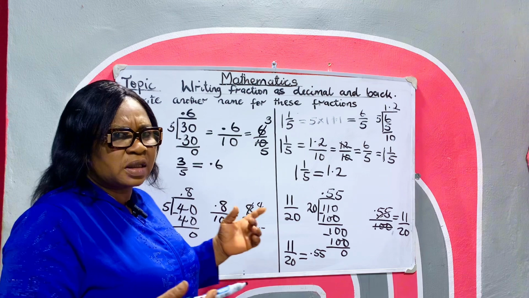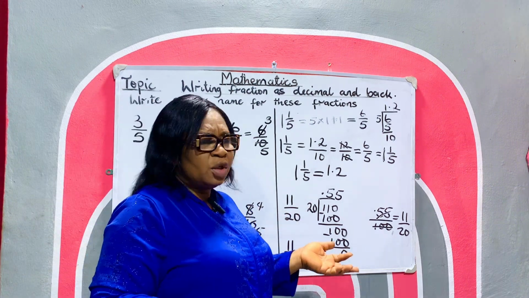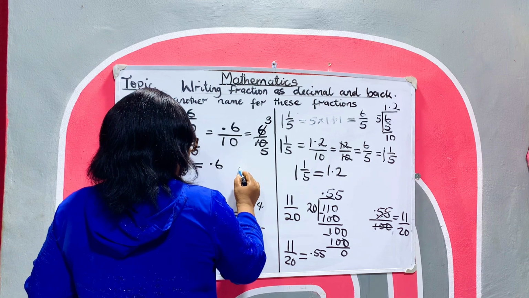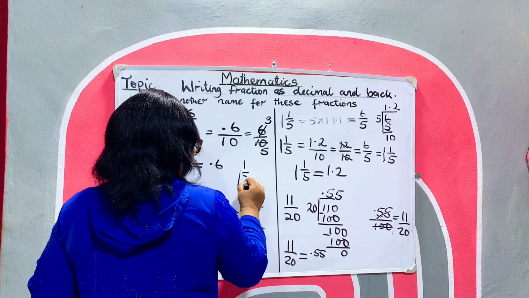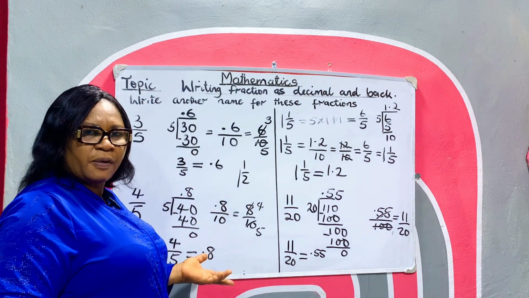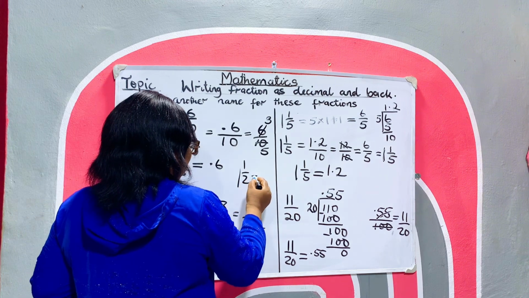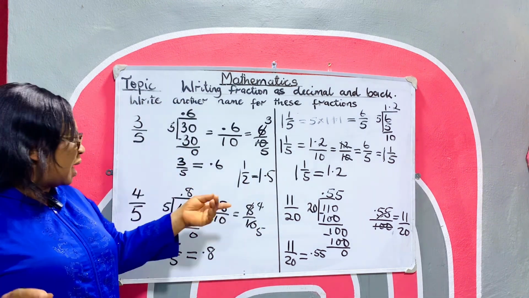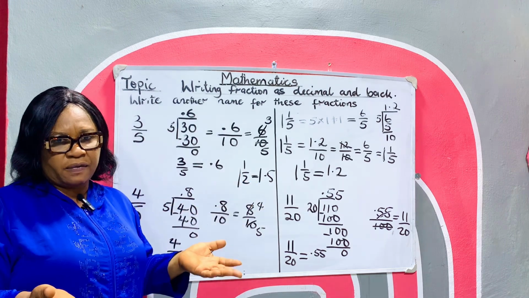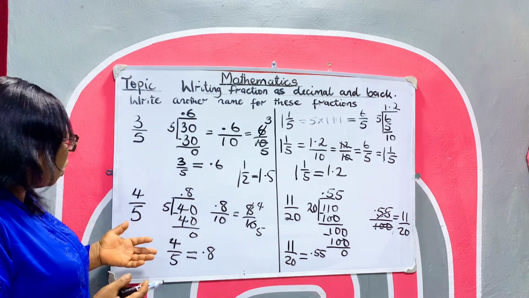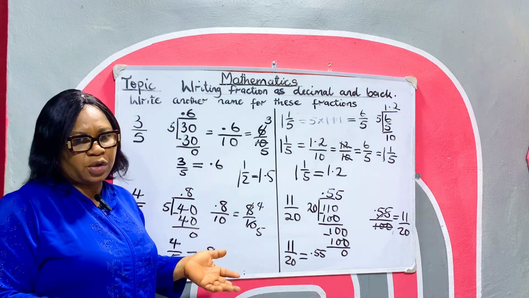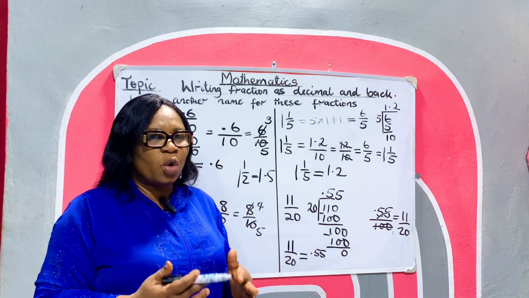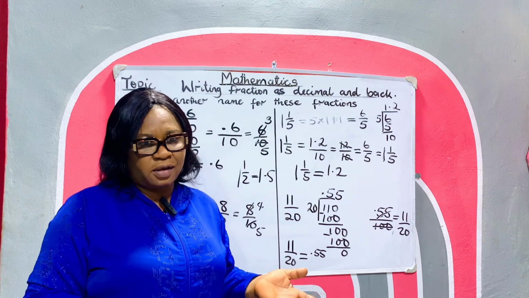Why I'm teaching you this is that sometimes in your mathematics solving, you will see 1 and 1/2 and 1.5. You automatically know that they are the same, that 1.5 is 1 and 1/2. So you know the value of the decimal attached to a fraction, or when the decimal is separate, you know what you call it as a fraction.